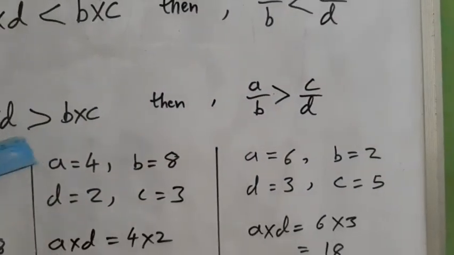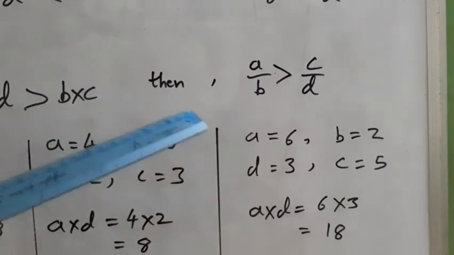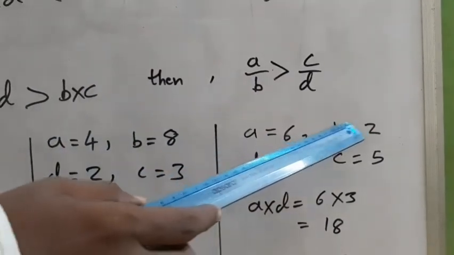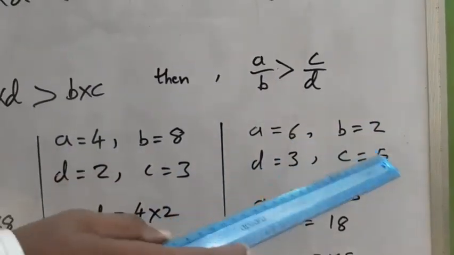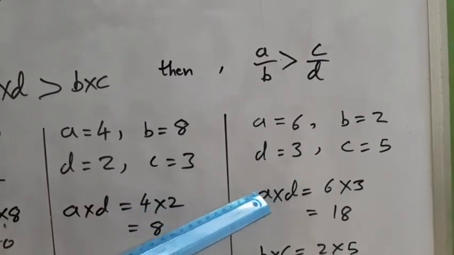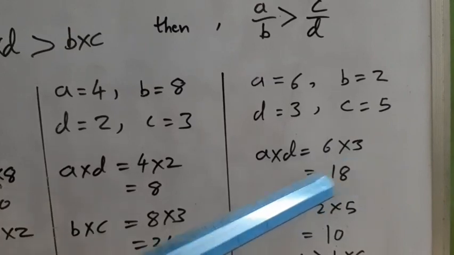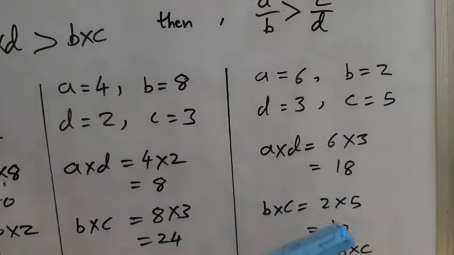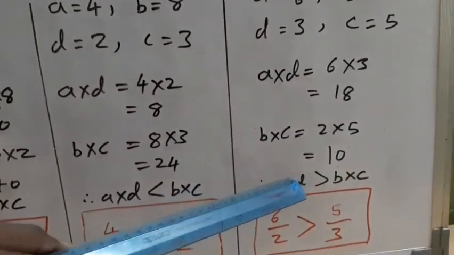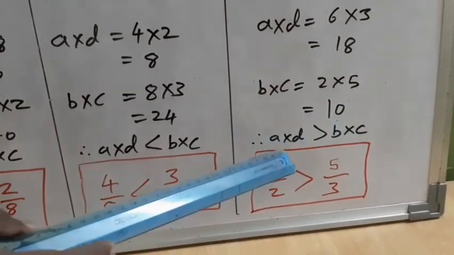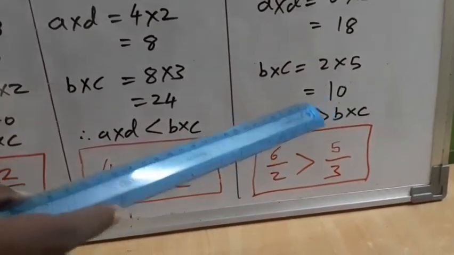Children, we see the last condition. We take the example where A equal to 6, B equal to 2, C equal to 5, D equal to 3. Again, the product of the end terms, 6 into 3, is 18, and B into C, 2 into 5, is 10. You got your answer. A into D is greater than B into C. 6 upon 2 is greater than 5 upon 2.